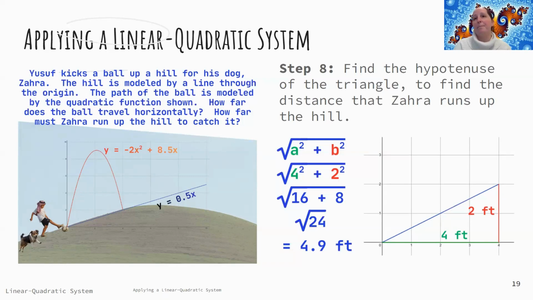Okay, so to find the hypotenuse, that's a squared plus b squared, and then the square root of that. So 4 squared plus 2 squared is 16 plus 4, which gives me 20. The square root of 20 is about 4.5 feet. And we're only dealing with the positive in this case because when I take the square root of something, I would get plus or minus that value. But again, I'm dealing with distance, and distance is always positive.